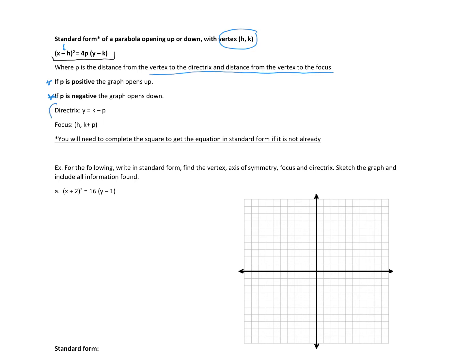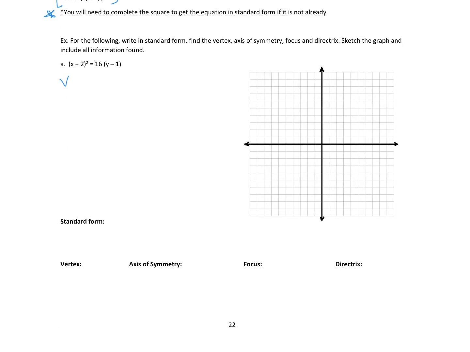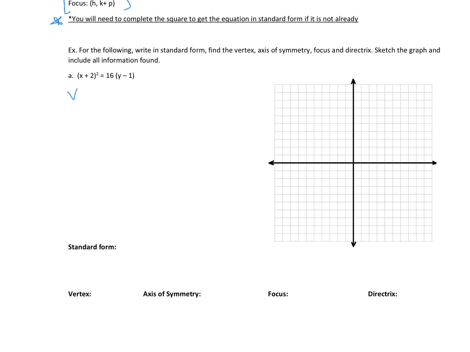So I don't worry too much about these here. I use my graph to tell me what my focus and my directrix are. Just as with the others, we might have to complete the square to put this parabola in standard form. So this first example is already in standard form. And I can tell right away that my vertex is -2, +1. So I'm going to mark that. -2, +1 is my vertex.